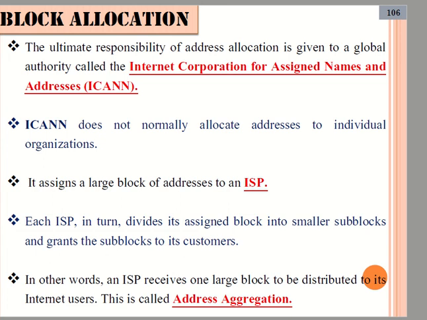So what this ISP will do is divide this entire block into smaller sub-blocks, and based on the requirement of the organization or the customer, they will be allocated. In other words, an ISP receives one large block to be distributed to its internet users. This is called address aggregation. It is the duty of the ISP to take the addresses from ICANN and distribute them to the organization or the customer based on their requirement.